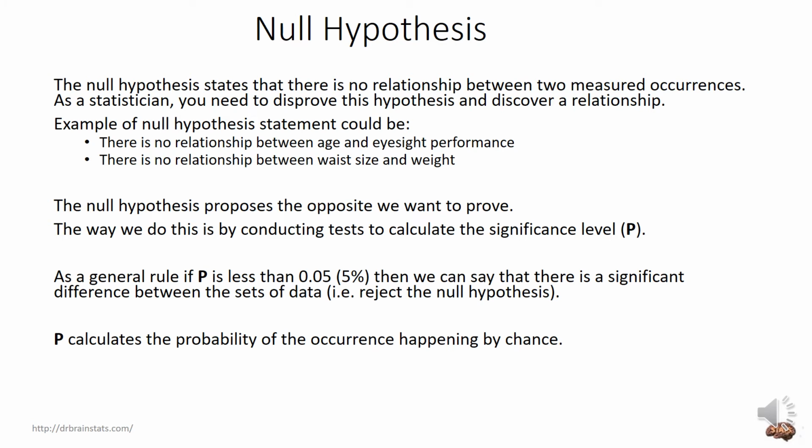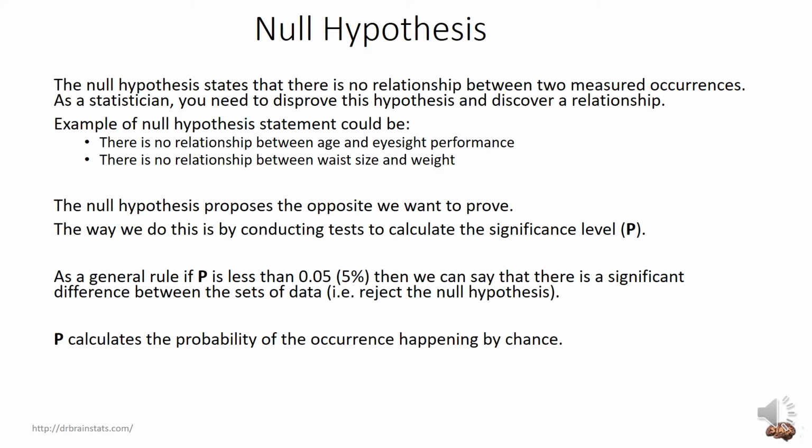Null hypothesis. The null hypothesis states that there is no relationship between two measured occurrences. As a statistician, you need to disprove this hypothesis and discover a relationship. Examples of null hypothesis statements could be: there is no relationship between age and eyesight performance, and there is no relationship between waist size and height. The null hypothesis proposes the opposite of what we want to prove.